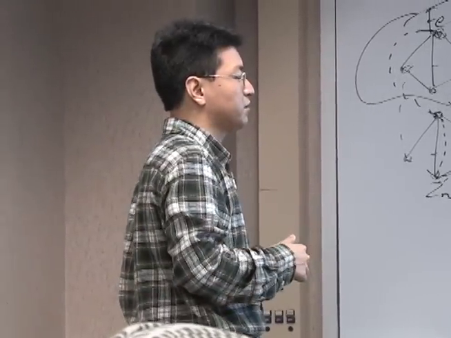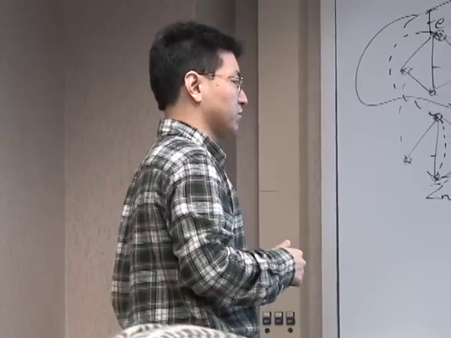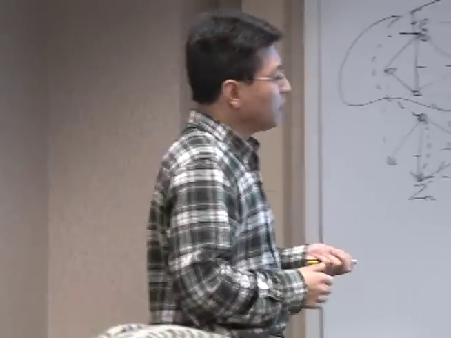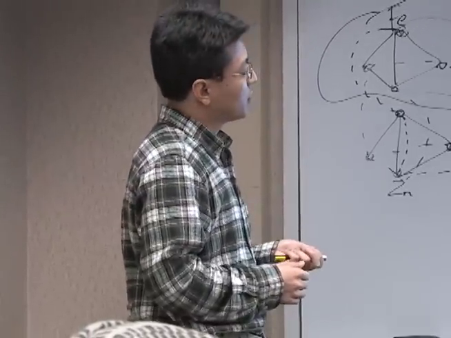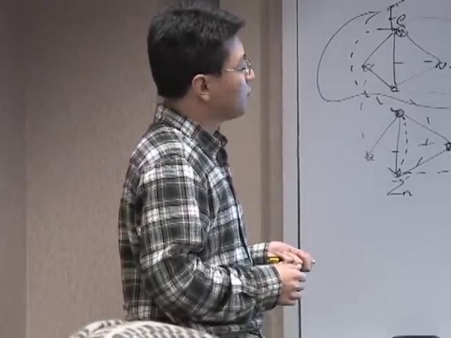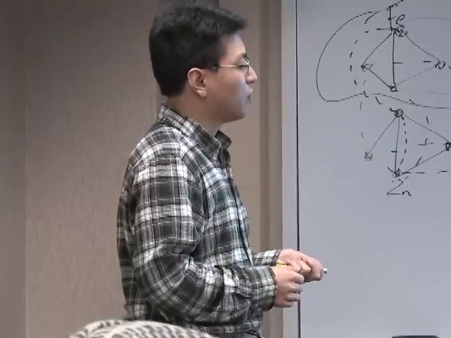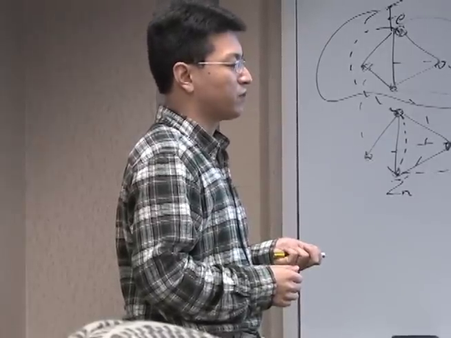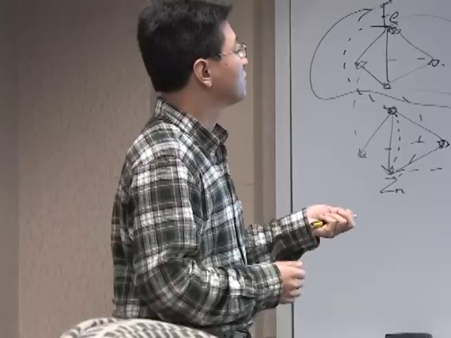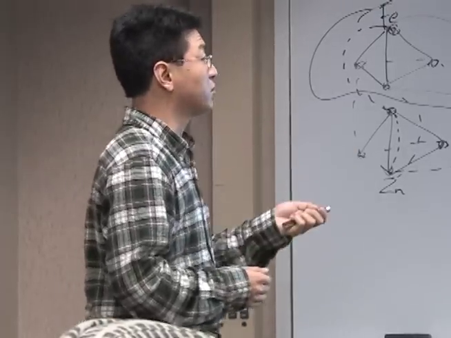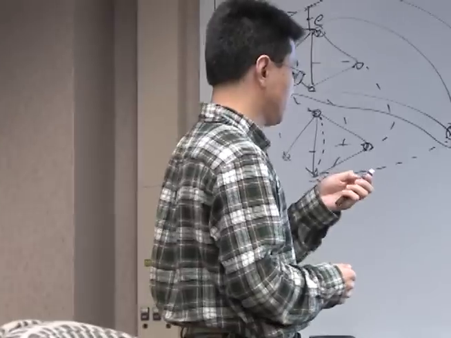It's like I cut here, one subgraph, another subgraph. And this matrix is the node clustering result. It tells me that if you look at colors 1 and 4, you look at the fourth column, the first node prefers the fourth node to be the node exemplar, and the fourth node prefers itself. And you look at another, 2 and 5, 3 and 6. So this is the output. We learn the binary indicator variables for clustering assignments.